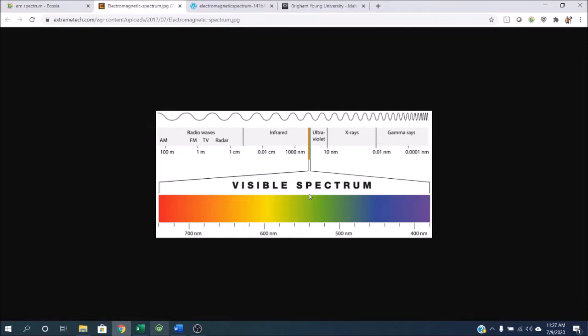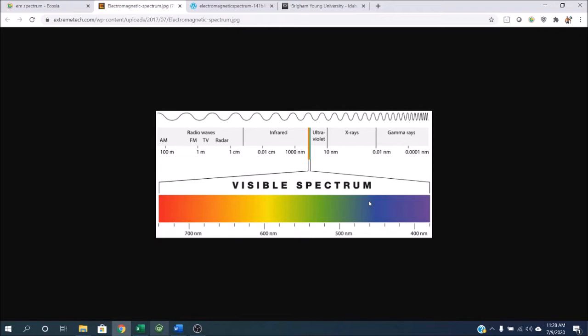The sun gives off mostly light in the visible spectrum, but it also gives off quite a bit of light on the sides. So ultraviolet light comes off the sun and infrared light comes off the sun. The ultraviolet light is what causes sunburns, and those happen to be among the highest energy photons that are given off in large abundance by our sun.